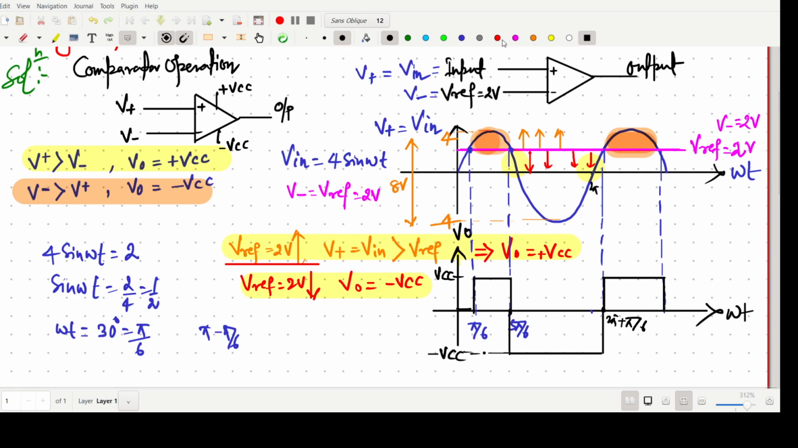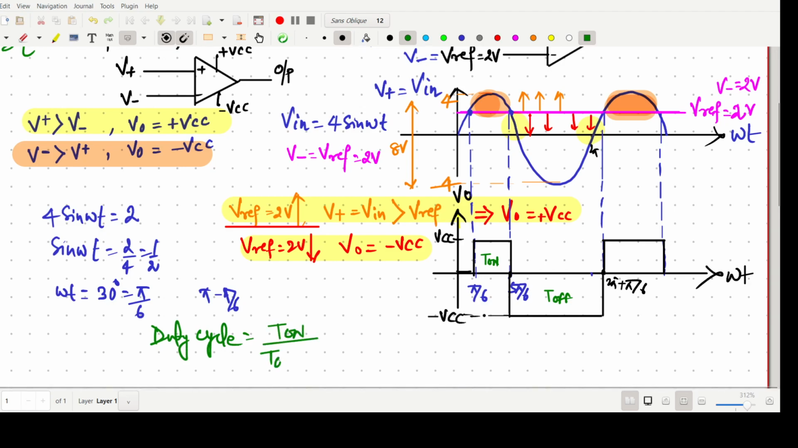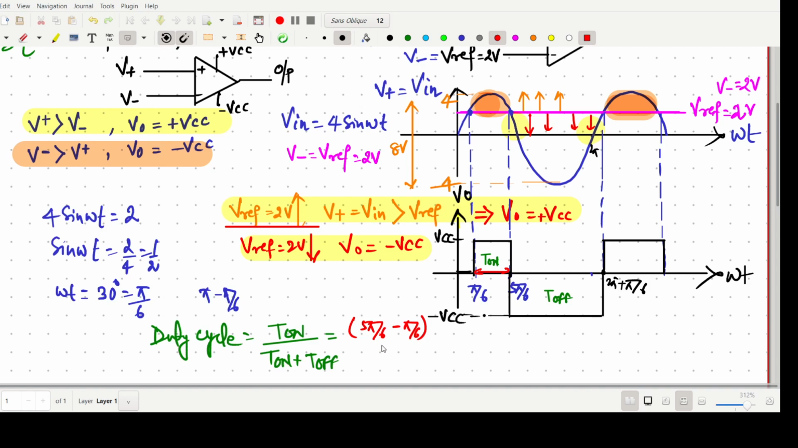Now what we have to do: this one is the T on, and this should be our T off. The duty cycle we have to find. It is nothing but simply T on by T on plus T off. T on means in which interval it is on. So this should be our 5 pi by 6 minus pi by 6, this is the range, divided by the total period T on plus T off.